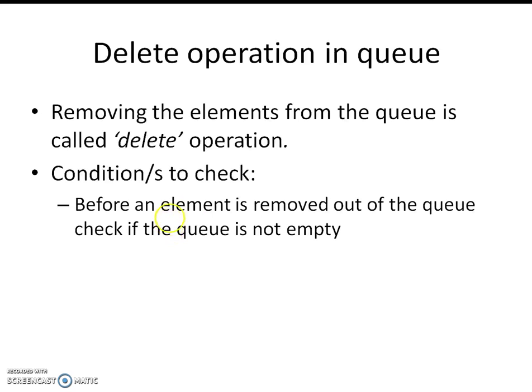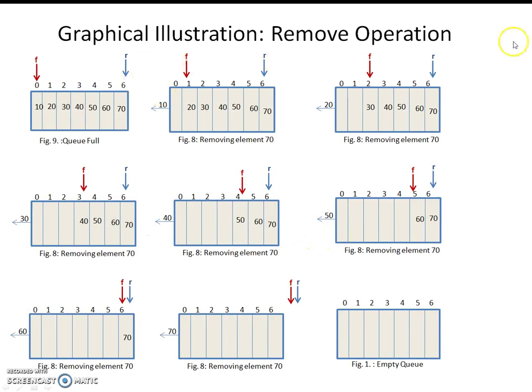How do we delete it? So the delete operation is removing the elements. What is the condition to be checked? Before the element is removed from the queue, check if the queue is not empty. How do we check that? Look at the graphical illustration. The queue is full. I start removing element by element. Now from where do I remove? From the front end. I have removed 10. Now the next element which was inserted after 10 was 20. Now the front pointer is pointing to it. Likewise, I keep on removing.